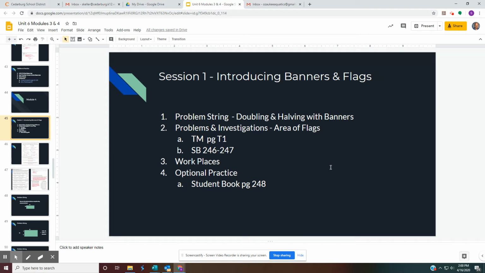So for our plan today, we're going to start off with a problem string, right? We're going to work on doubling and halving and see how that works with multiplying mixed numbers and whole numbers. We're also going to do an investigation where we're going to look at areas of flags. You're going to need student book page 246 and 247 for that activity, please. When we're all done, feel free to go and work on any of the workplace games or go back and check some of your previous answers. And then you also have page 248 in your student book to finish for tomorrow's lesson or the next day's session, depending on where you're at.